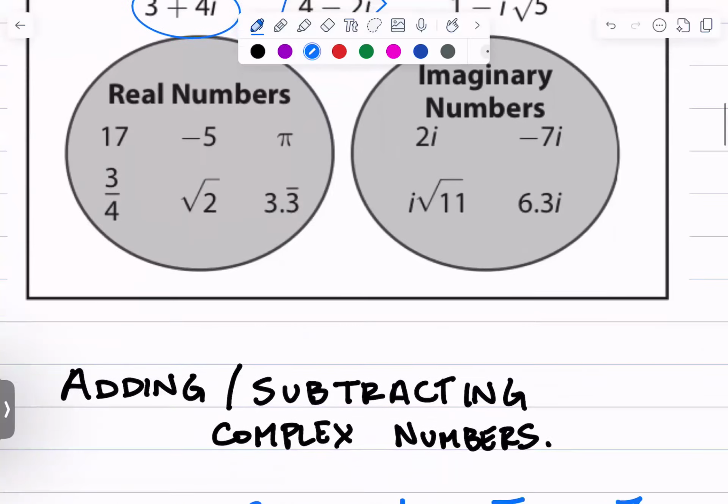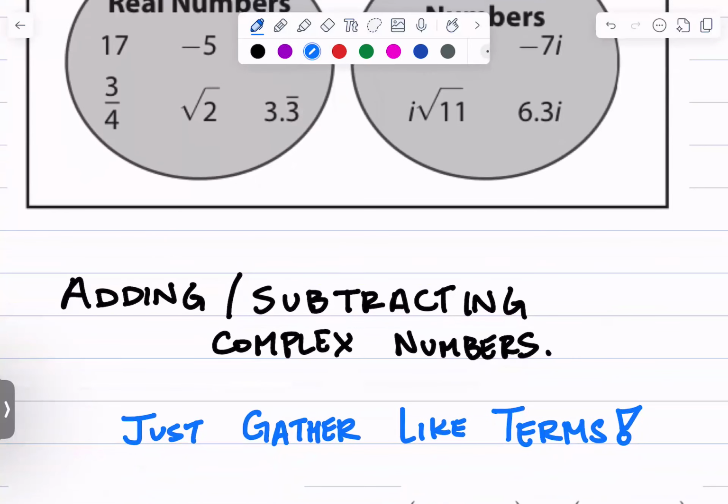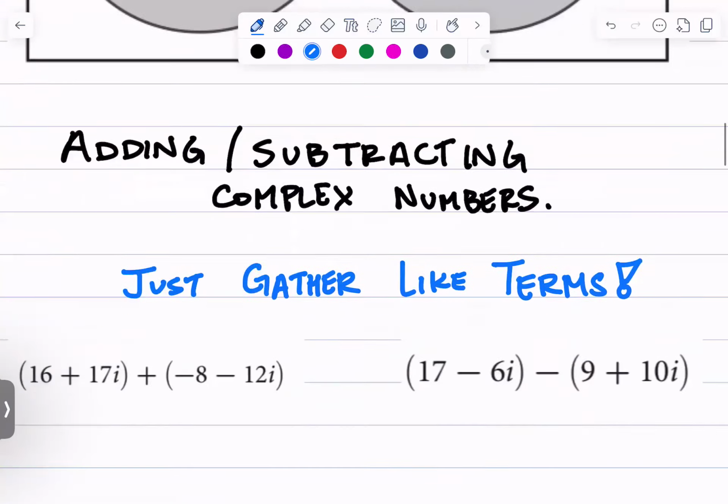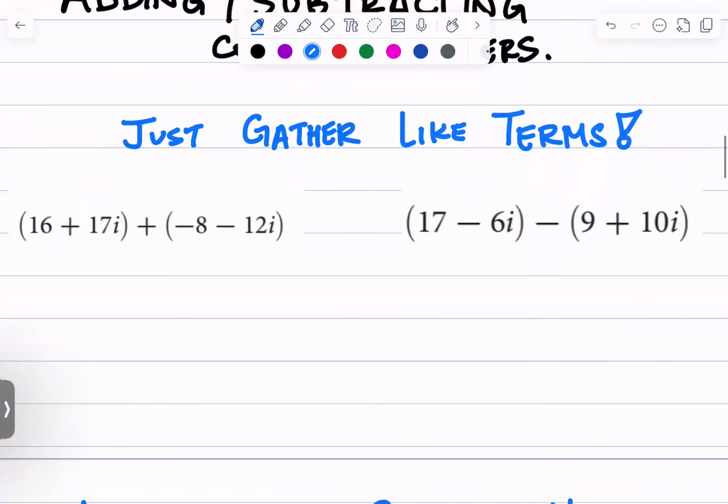cool. So what we're going to do today is add them, subtract them, and multiply them. When we're dealing with complex numbers and we're adding or subtracting them, we're just gathering the like terms. We're gathering the real part and the imaginary part and doing their operation. So here I have two examples. I'm going to do the first one first.